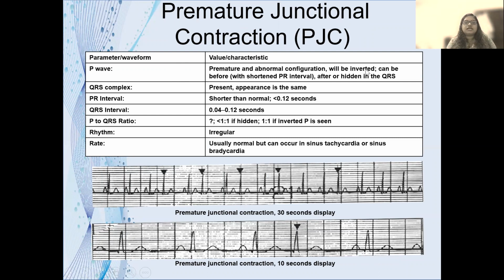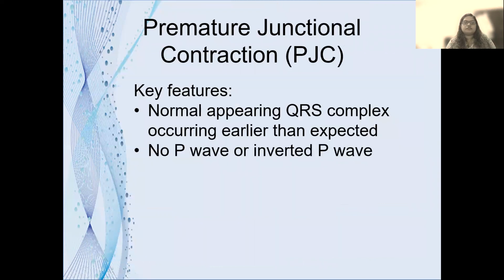It will be inverted. It can be before, after, or hidden in the QRS. So you can't actually find out where the P wave is. See, it's hidden, right? Rhythm is irregular. Rate is usually normal but can occur in sinus tachycardia or sinus bradycardia. So key features are a normal appearing QRS complex, which is occurring earlier than expected, no P wave or inverted P wave.